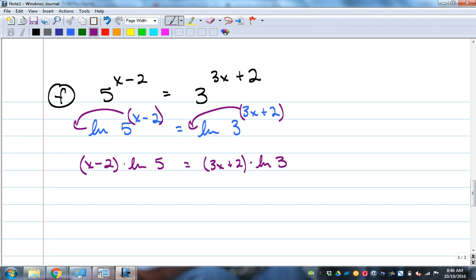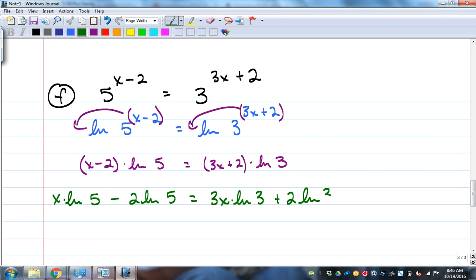We want to do that so that we get natural log of 5 times x minus 2 times the natural log of 5. Do the same thing on the other side. 3x times the natural log of 3 plus 2 natural log of 3. We want to do that so that we can get the things that have x's on one side, the things that don't have x's on the other side.